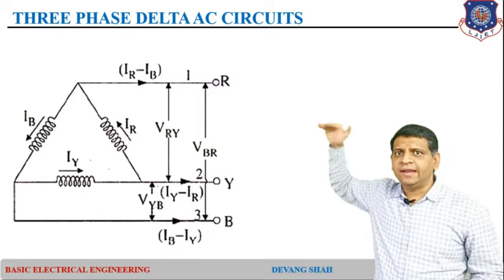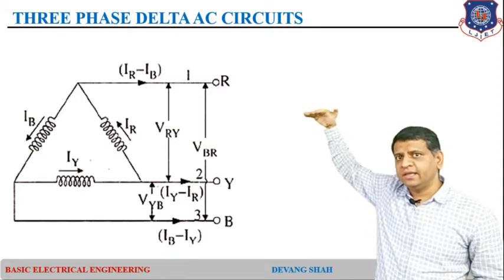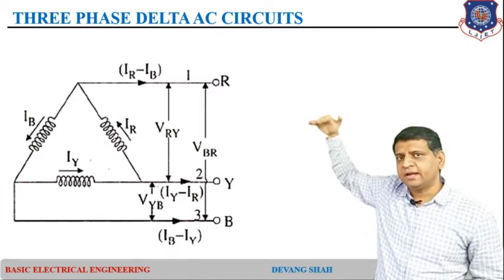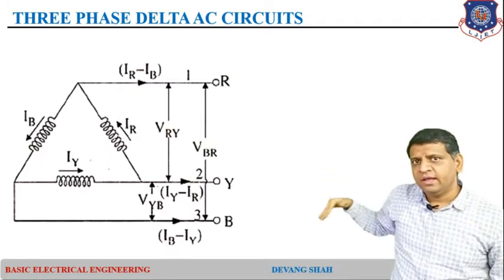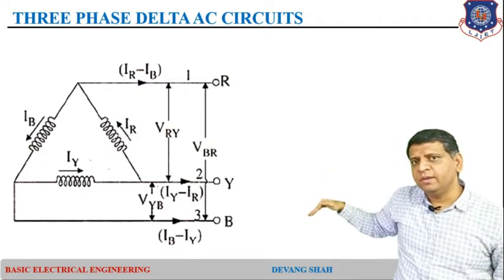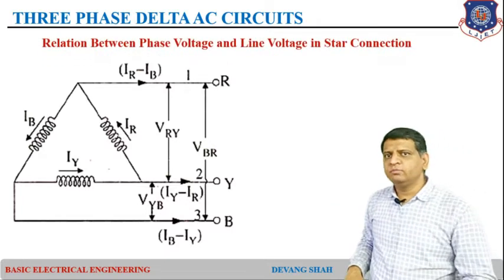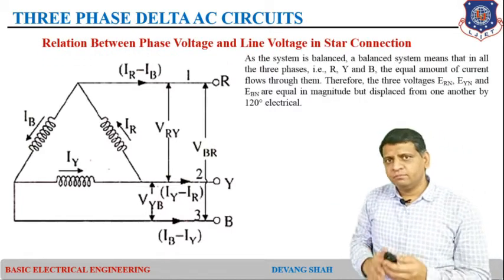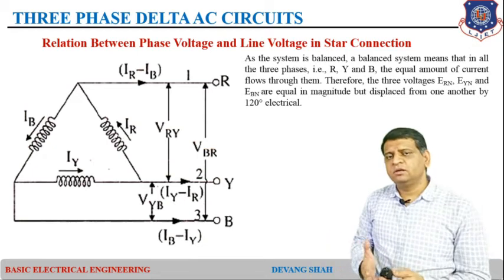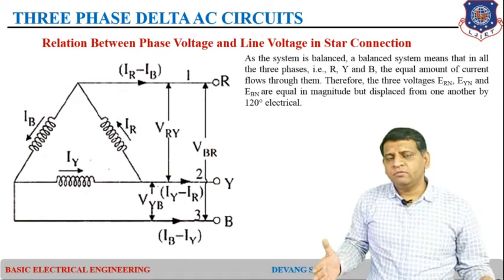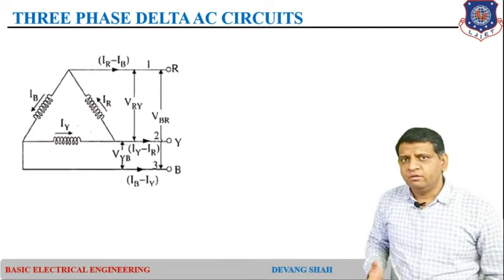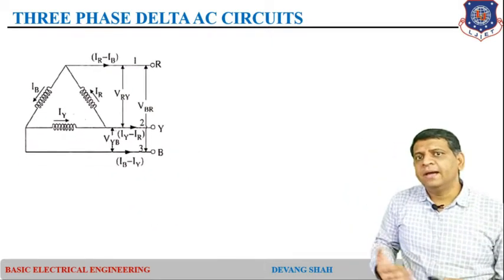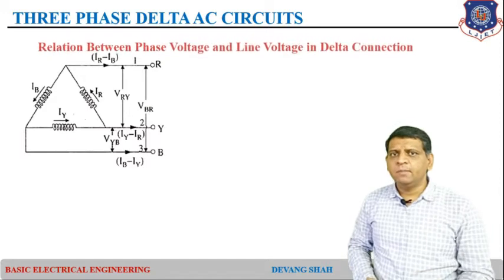So, that line current IL1, you can see here, is nothing but the difference of IR and IB, IL2 is nothing but the difference of IY and IR, and IL3 is nothing but the difference of IB and IY. So, from this, first we try to understand that the phases R, Y and B are 120 degrees apart from each other. So, first I am looking at a balanced delta connection.